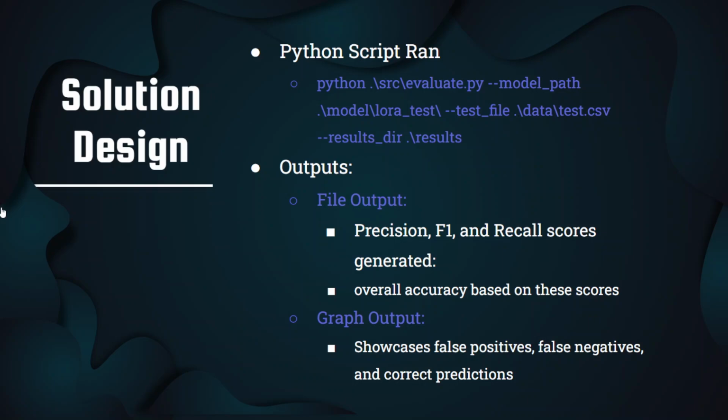This methodology leads to the solution design where weighted average F1, precision, and recall scores are outputted to get the overall accuracy of the LLM, along with a confusion matrix graph so that false positives, false negatives, and correct predictions could be analyzed. With an accurate enough output, our objective should be fulfilled as a result of running the script.